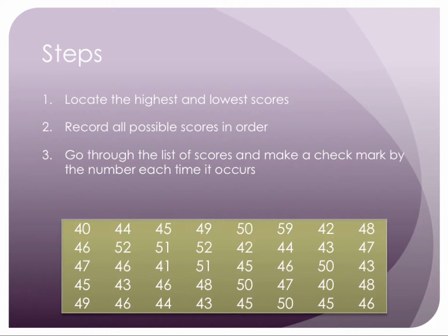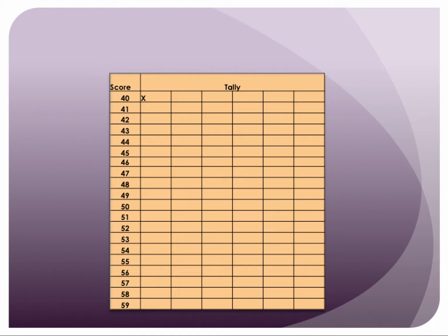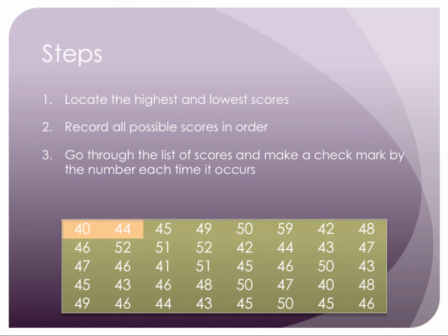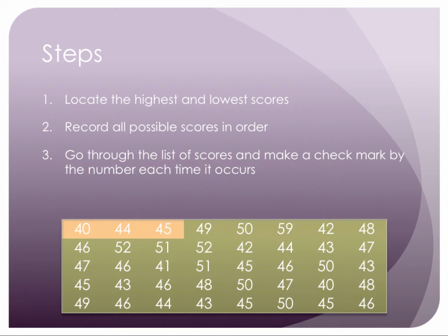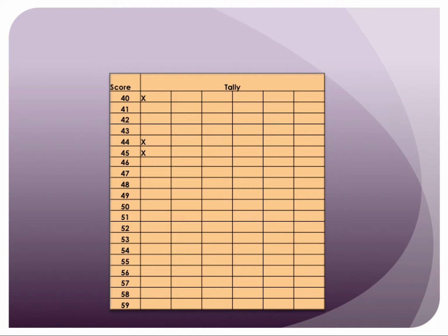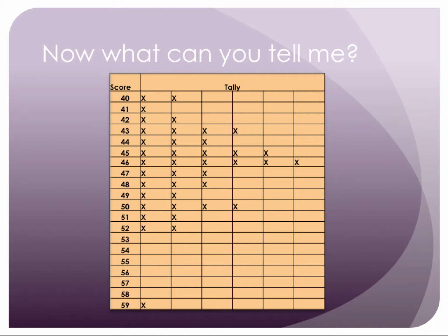Now we're going to go through the list of scores and make a check mark by each number. So we start out with 40. Well, we go back to our list, and we can put an X or a check mark or whatever by 40. Next one is 44. Put 1 in 44. Probably get the gist by now. 45. You put it next to 45. And then you'll keep going until you fill out the entirety of the scores.